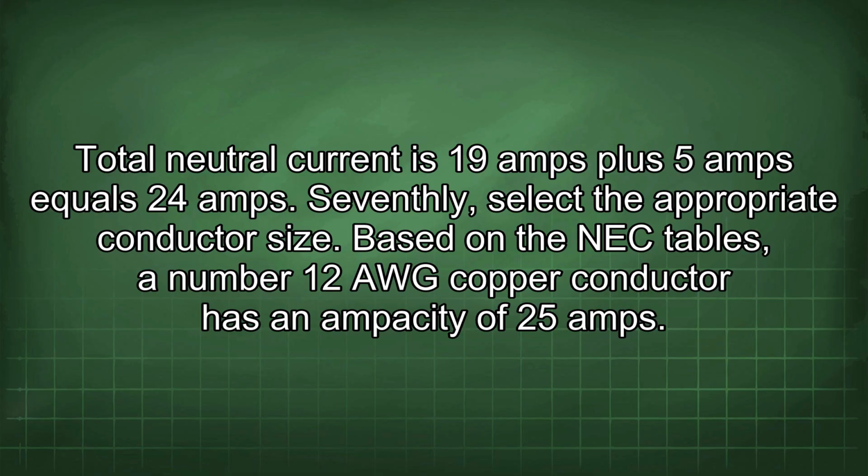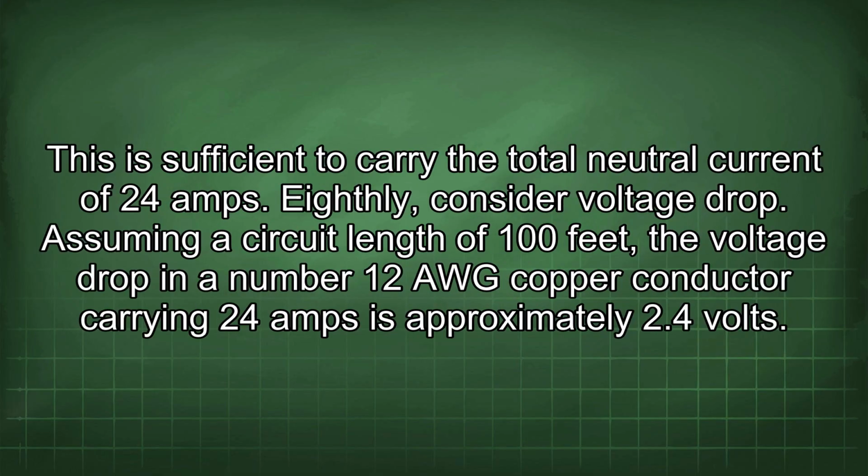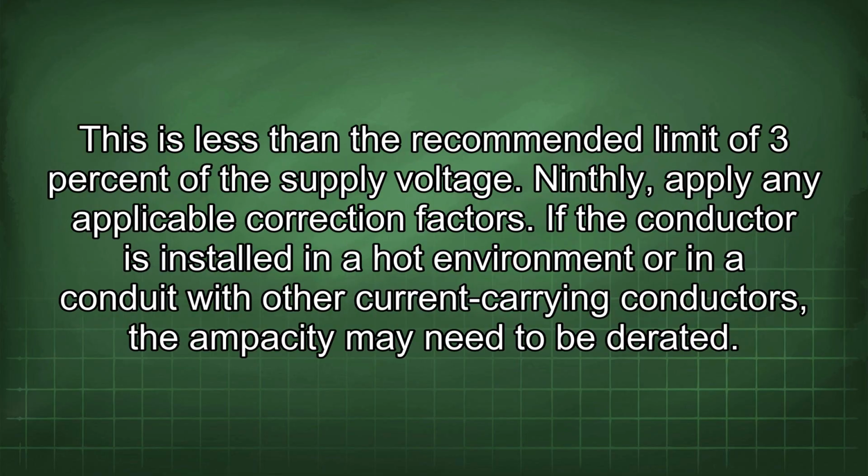Seventhly, select the appropriate conductor size. Based on the NEC tables, a number 12 AWG copper conductor has an ampacity of 25 amps. This is sufficient to carry the total neutral current of 24 amps. Eighthly, consider voltage drop. Assuming a circuit length of 100 feet, the voltage drop in a number 12 AWG copper conductor carrying 24 amps is approximately 2.4 volts. This is less than the recommended limit of 3% of the supply voltage.